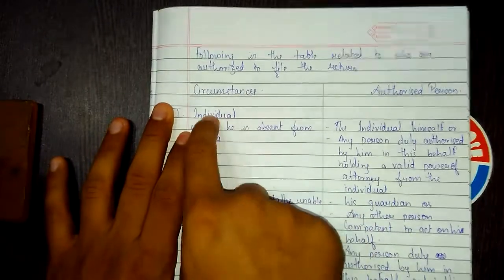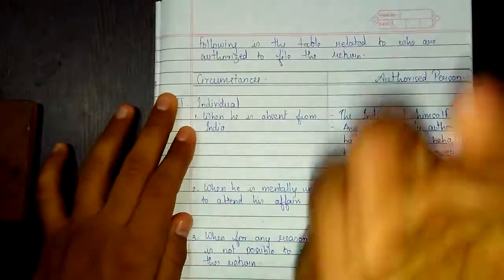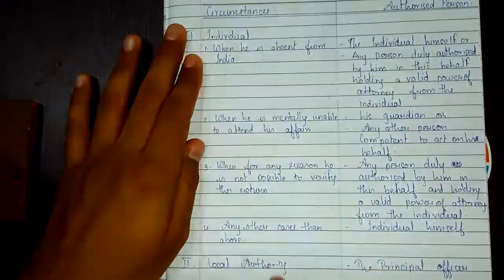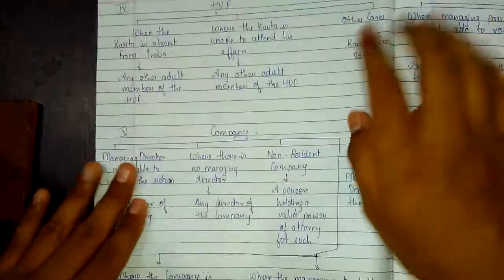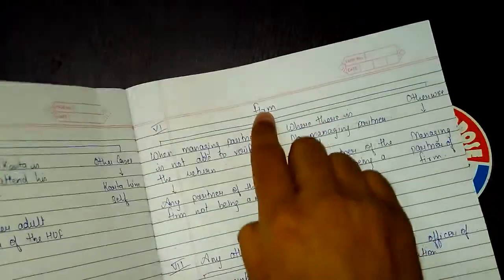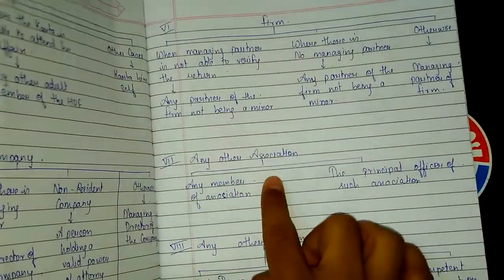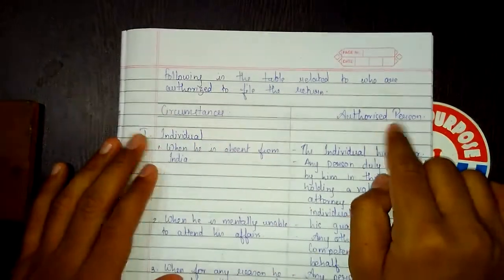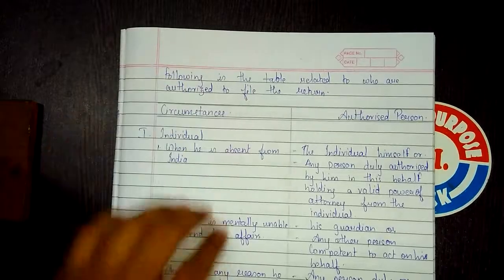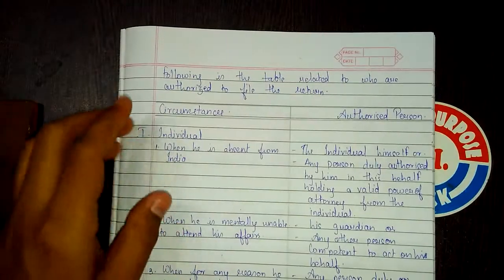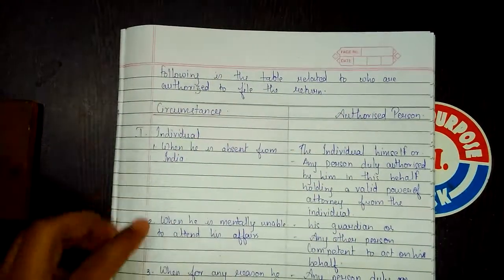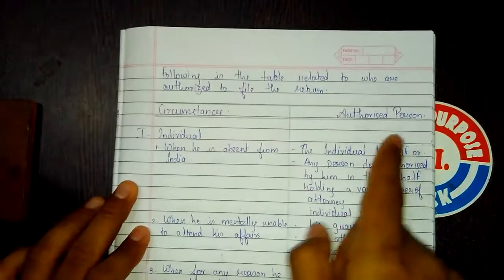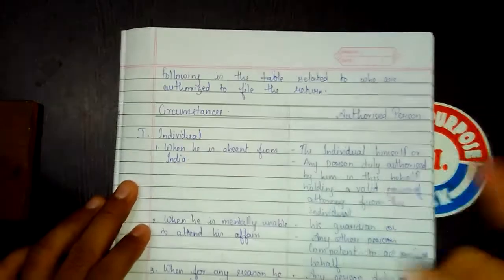Individual. First we'll see individual. Then there are 8 cases: individual, local authority, political party, HUF, company, firm, any other association, any other person. Okay. Circumstances: authorized person. So we'll see the circumstances under which the individual and authorized person will be liable to file the return.